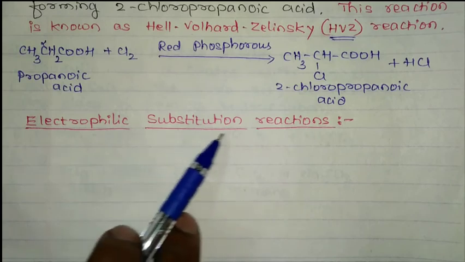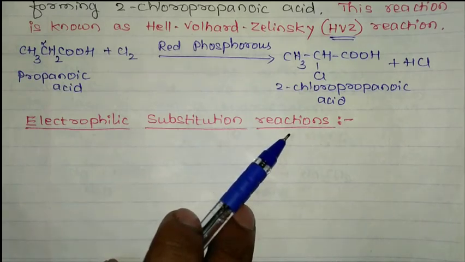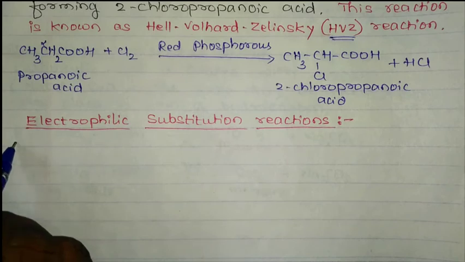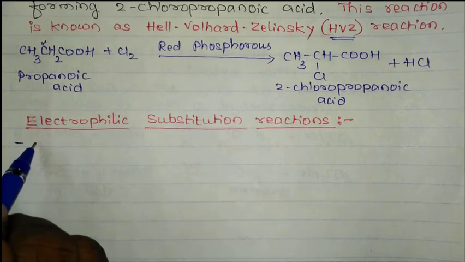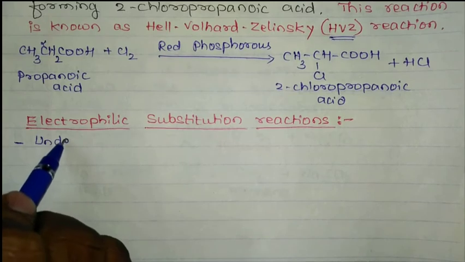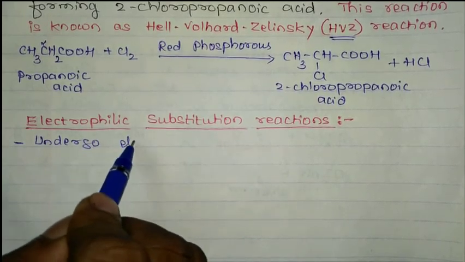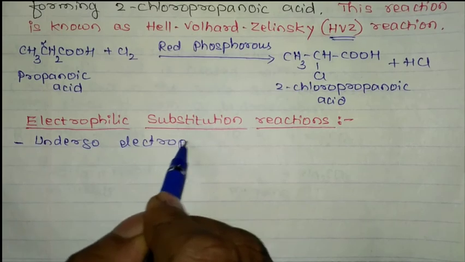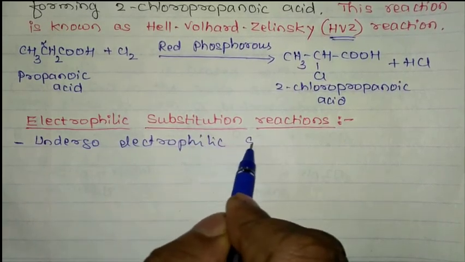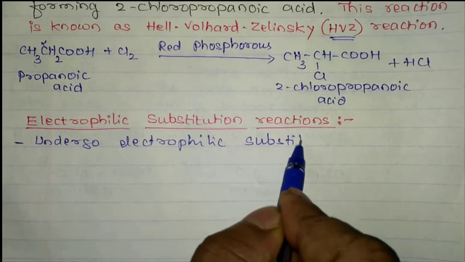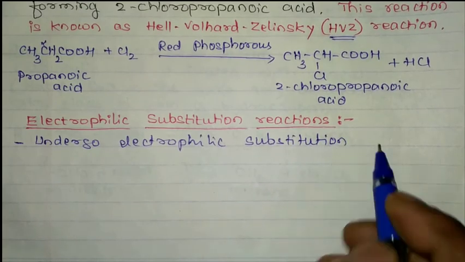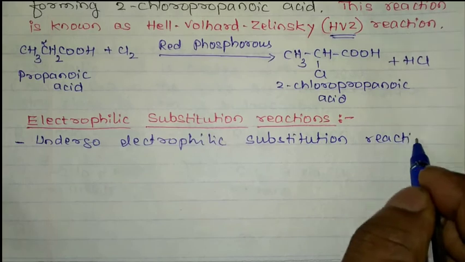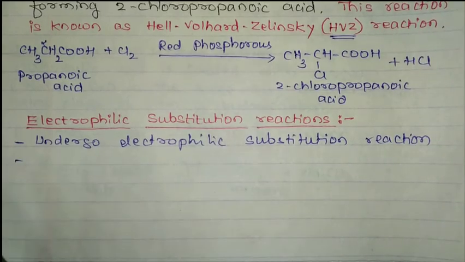Now we'll discuss electrophilic substitution reactions of carboxylic acid. Aromatic carboxylic acids undergo electrophilic substitution reaction. Next point. The carboxylic acid or carboxyl group acts as a deactivating and meta-directing group.